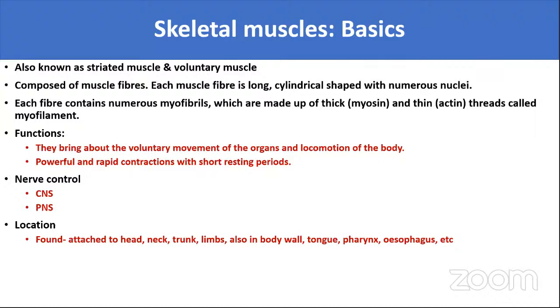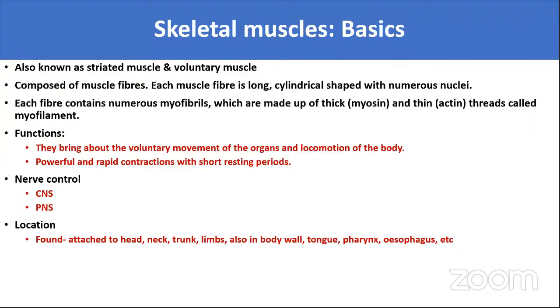Now, with respect to function, as said earlier, they bring about the voluntary movement of the organs and locomotion of the body. If I say hi to you non-verbally, I'm moving my hand, or I'm speaking to you, that is a movement of the muscles of the mouth or the face. Whereas locomotion means when we move from one place to another place. Examples are walking, running, or climbing.